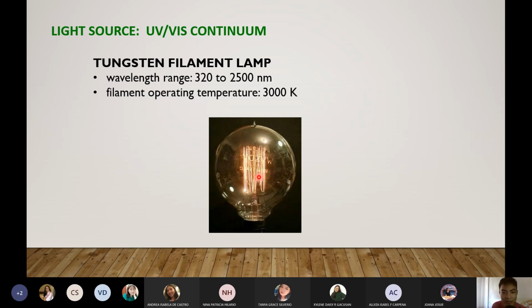Basically, you just have a tungsten filament inside, no? Pag nag-flow yung electricity dyan, it will glow, okay? And the wavelength it produces are between this range, 320 to 2500 nanometers. So yan yung wavelength niya. So medyo malawak yung usage nito. So based on the wavelength, it can be used in the UV, visible, and IR analysis, no? So, pwede siya almost sa tatlo. But I think this is commonly used sa IR ata. Okay. So yan.